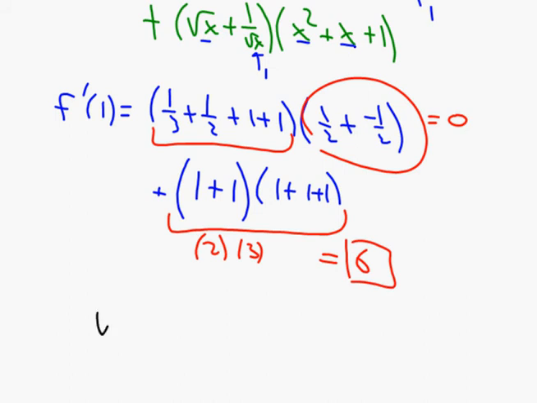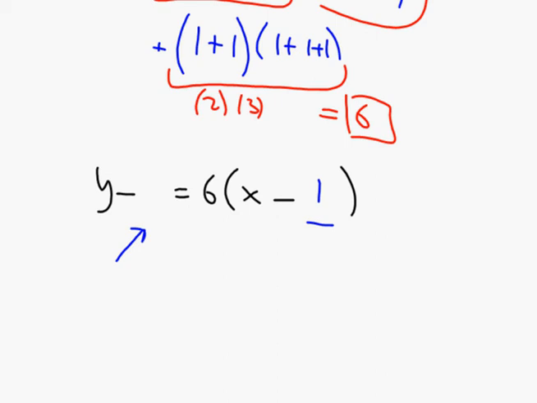So we can at least fill that in. y minus blank equals 6, x minus blank. All right, so we're left with these 2 blank spots, but this one here is easy. That's just the x value we're finding the tangent line, which is 1. Now, to get the y value, don't forget what f of x does.